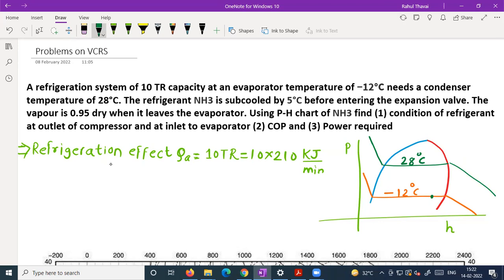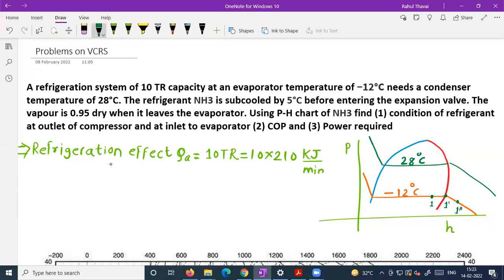Now I can start from this point when the vapor is dry. If I start from some point somewhere here, the vapor is said to be superheated. This is a wet region. This is a dry region. This is superheated. And whether it is point number 1, or 1 dash, or you can call this 1 double dash.